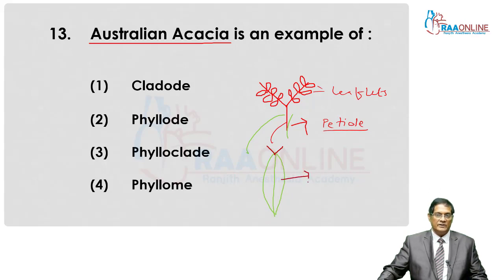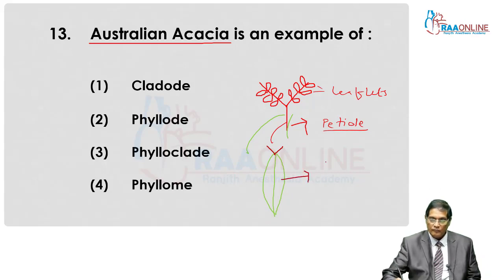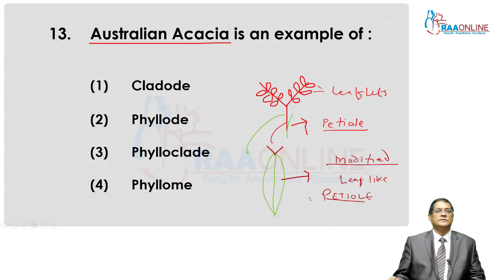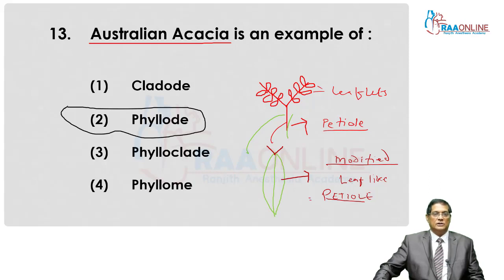So, this modified leaf-like structure is the petiole. Any part of a leaf that becomes leaf-like green is termed phyllodes. So, here the answer is phyllodes. Cladode is found in Ruscus.